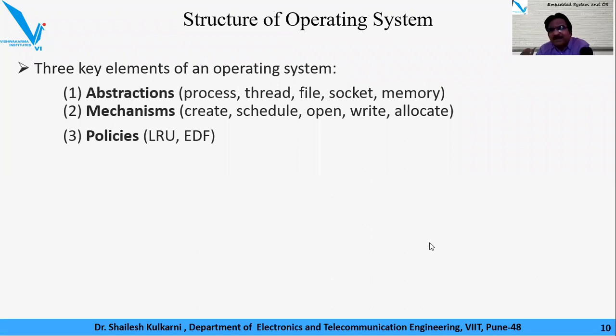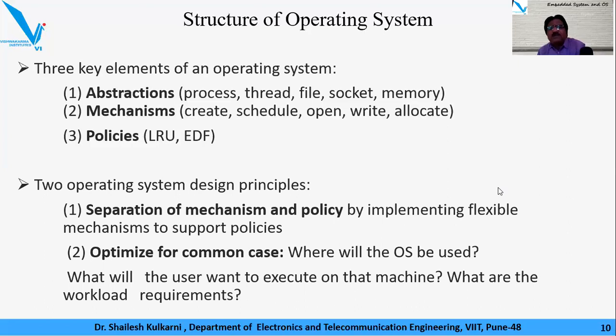The key elements are the abstraction layers for the user application, the mechanisms, that is, the different functions or operations that create that particular abstraction layer services, and then the policies which build up this particular mechanism. So this is a three-tier system in the structure of the operating system. Fine. So there happen to be two basic principles of design of an operating system. One is separation of mechanism and policy, by implementing flexible mechanism to support the policies. This is one approach.